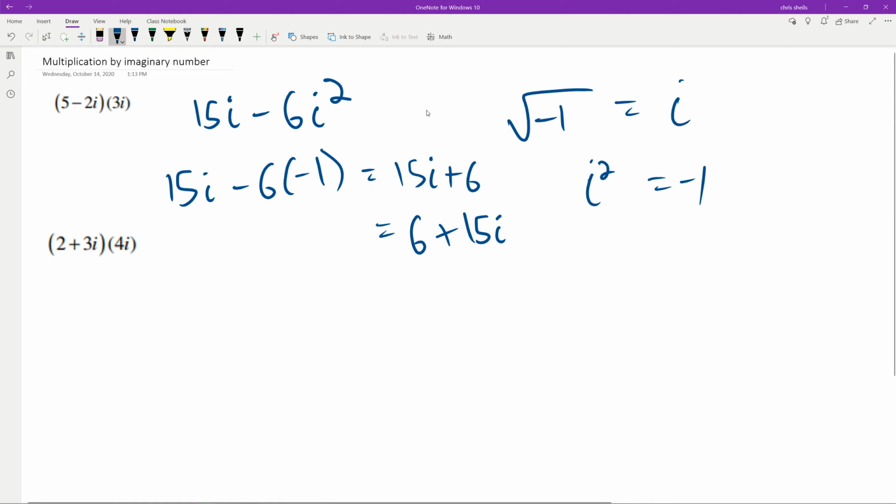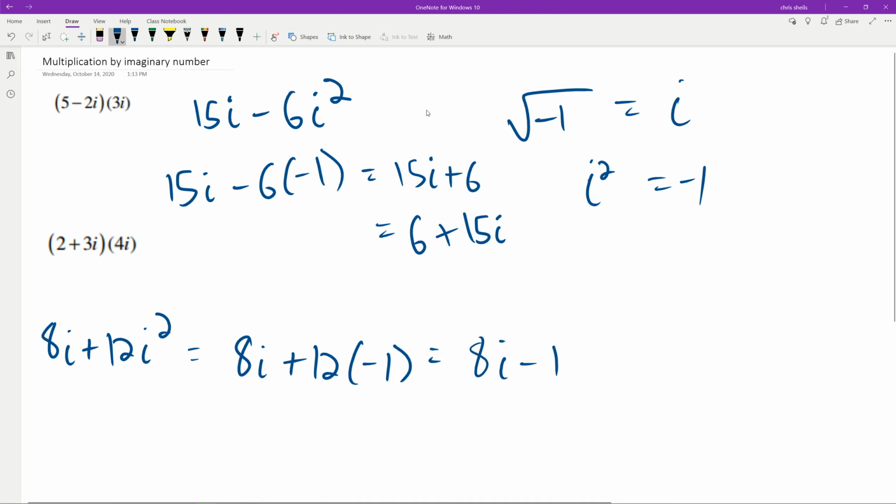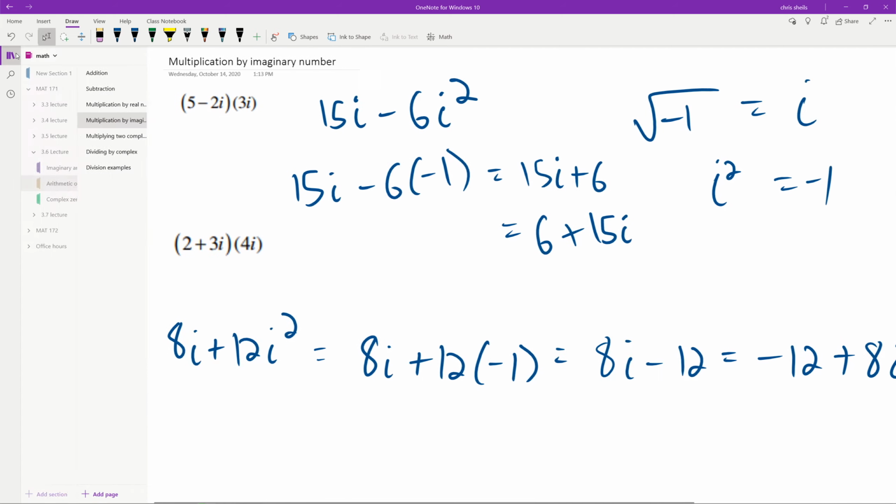For this next one, I get 8i plus 12i squared. Same idea here. i squared is negative 1, so I replace i squared with negative 1. This is 8i minus 12, or negative 12 plus 8i. Typically, we prefer to write complex numbers with the real part first.